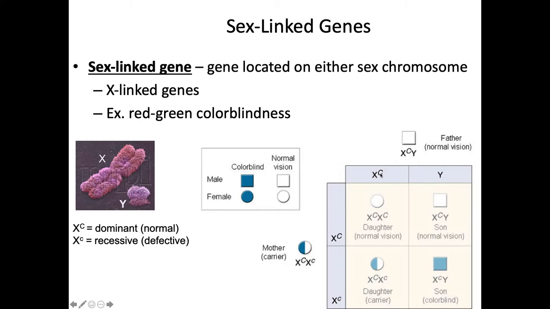So here, in these Punnett squares, the genotypes are written a little bit differently because it occurs on the sex chromosomes. Here, the father who has normal vision is XY. And since color blindness happens on the sex chromosome, we only put it on the X chromosome.